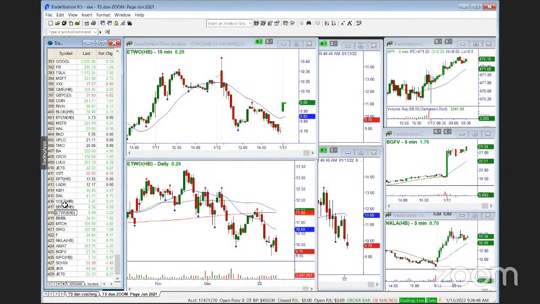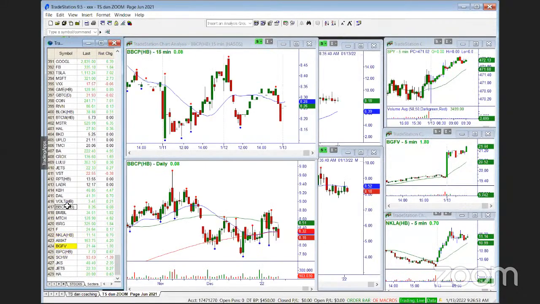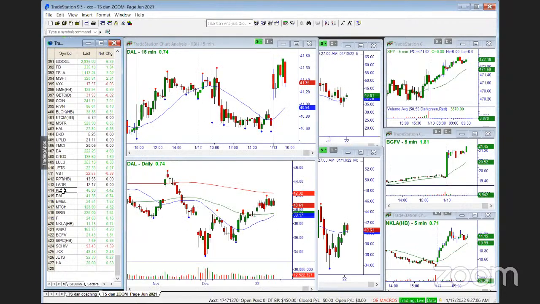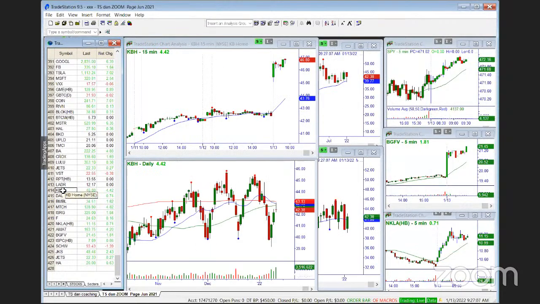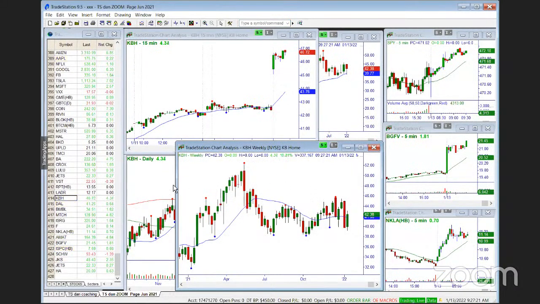ETWO, no interest. I think these might be a couple of earnings stocks. No interest. 345. I don't like that it's up 3 bars. There's our delta. Oh, home builders. KBH had earnings. Wow, that's a big gap. I didn't notice how big it was. Look at it, 4680. It's gapping off the charts here.